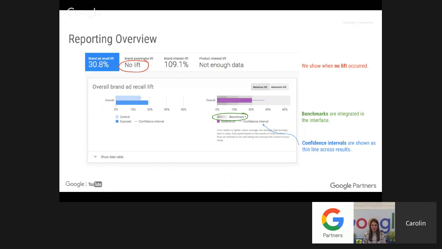And last but not least, we will also show you when there's no lift. That means if the difference between the control and exposed group was too small, not statistically relevant, or even negative, we will show you that there's no lift. But don't forget, this doesn't mean anything negative. It simply means we haven't measured an uplift. There are still insights you can take out of this. But we'll talk about this in a few minutes.